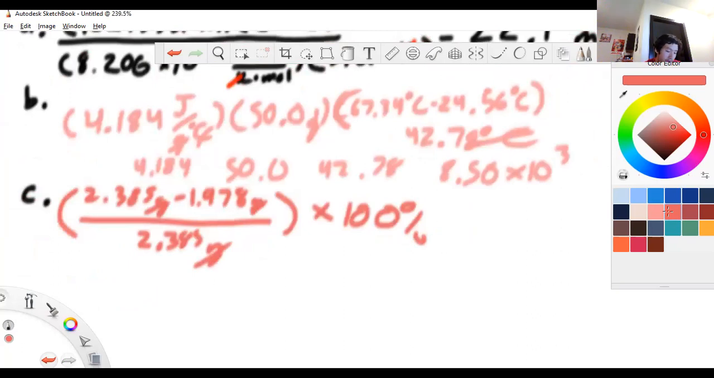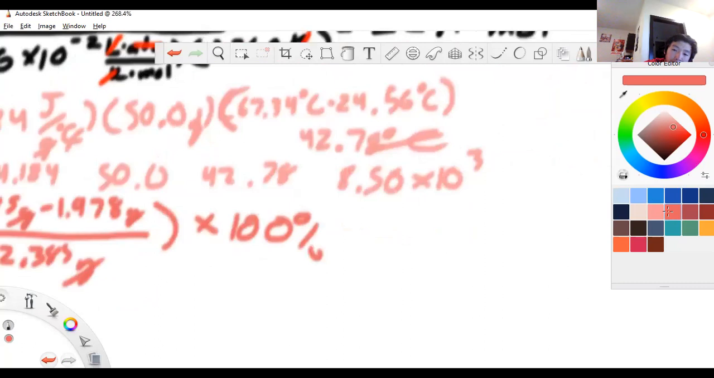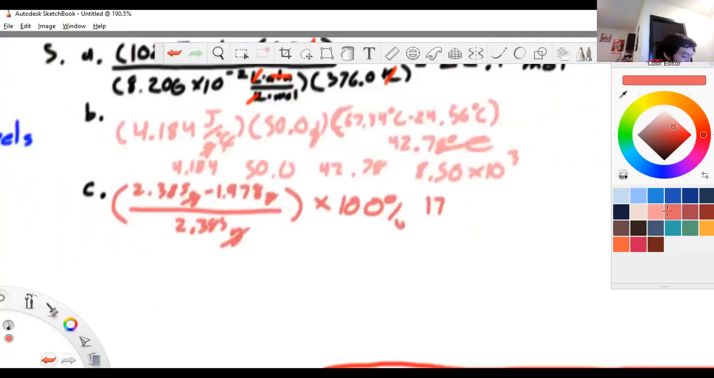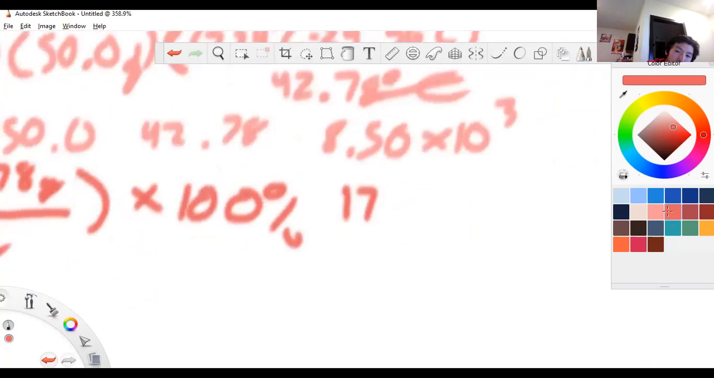So 2.385 minus 1.98 all over 2.385 again. Multiply this by 100%, we get 17, or with 4 sig figs, 0.06%.